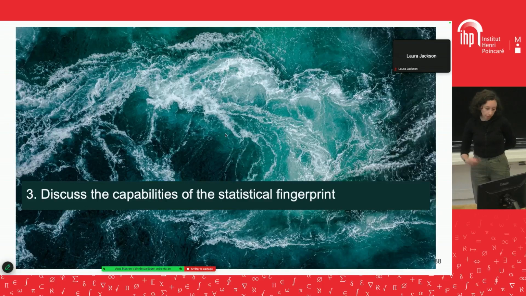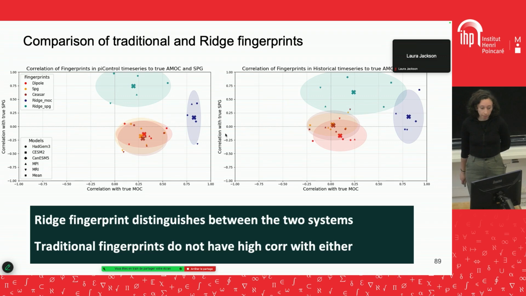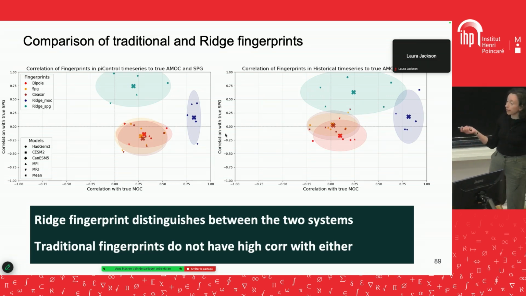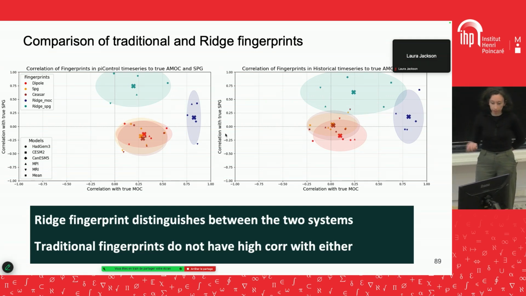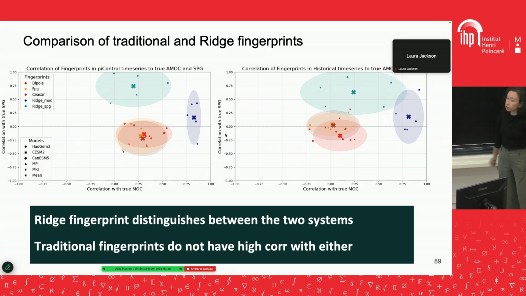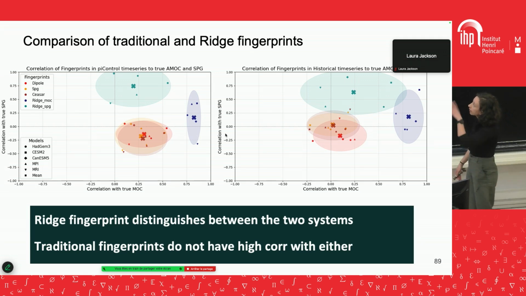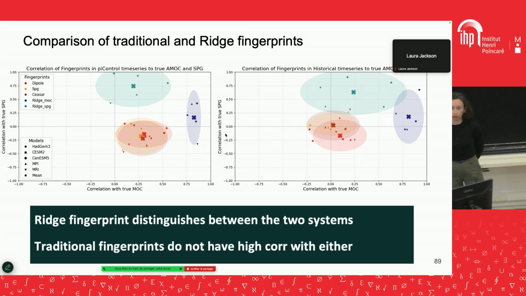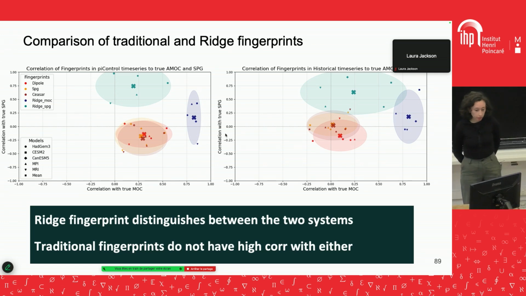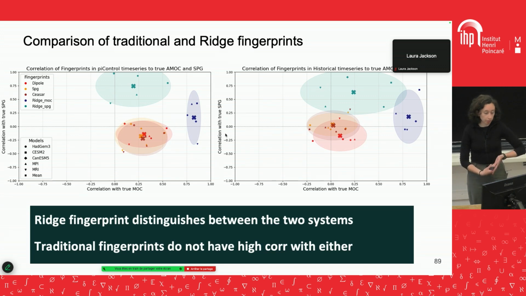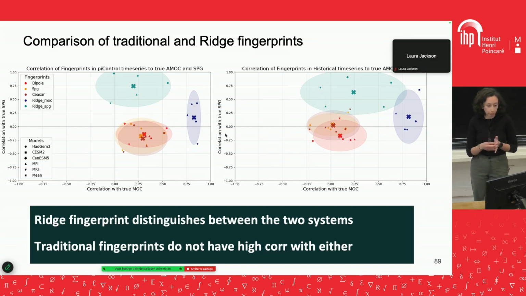Now, I want to also discuss what else this fingerprint can perhaps do. Here on the left-hand side, you see the PI control time series, and on the right, you see historical. My x-axis is correlation with the true AMOC from the model, and y-axis is the correlation with the true SPG in the model. The dots are for different models, the different fingerprints. Again, the color scheme is consistent. So I have blue and purple for ridge, and the red, yellow, orange for the SSD-based fingerprints.